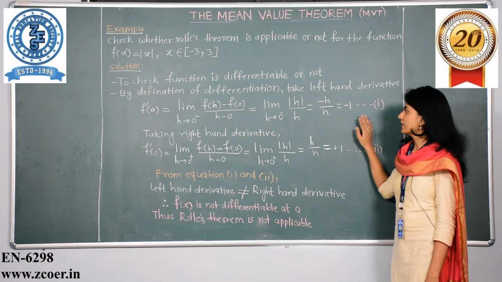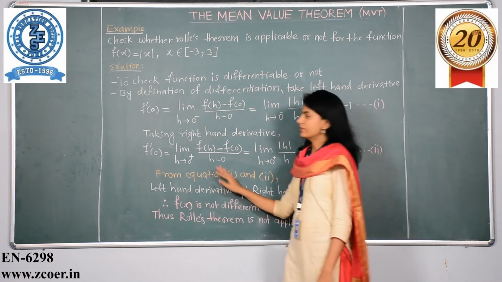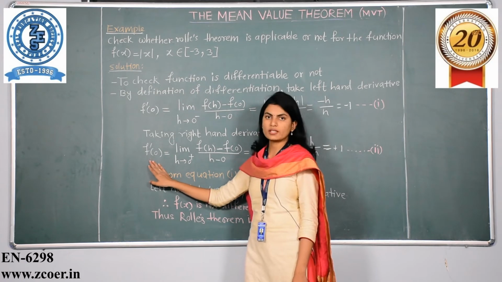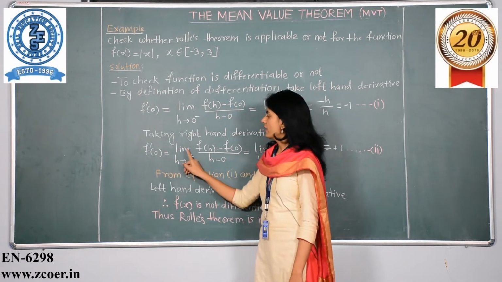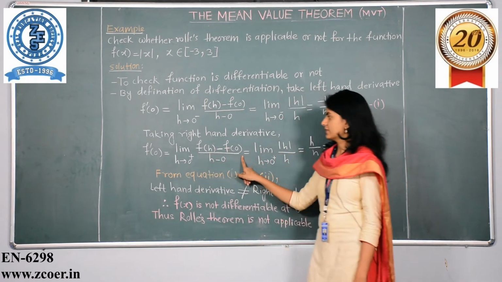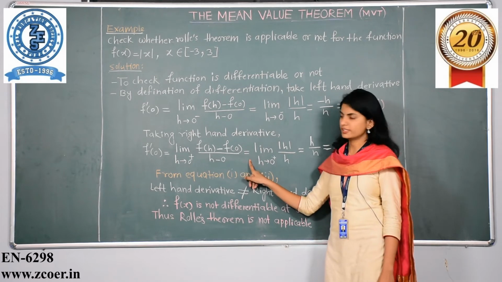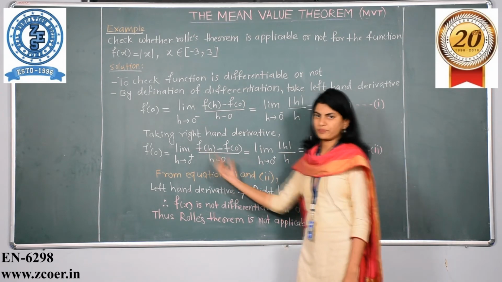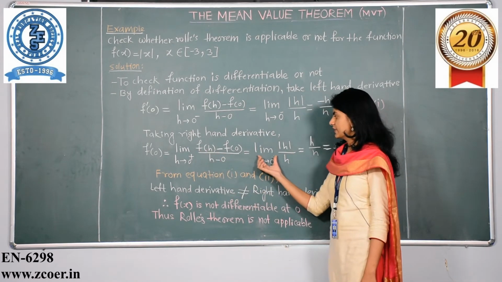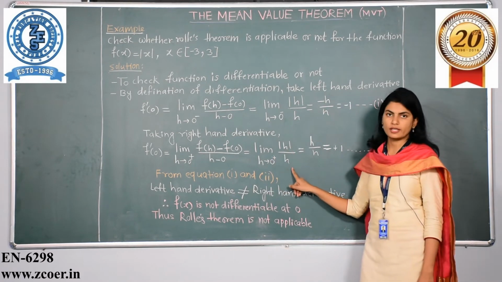So let us consider this as equation 1. Now taking the right hand derivative, we get f dash of 0 is equal to limit h tends to 0 plus, f of h minus f of 0 divided by h minus 0, which is equal to, similarly f of h is mod h, so here we have written the same, limit h tends to 0 plus mod h by h.